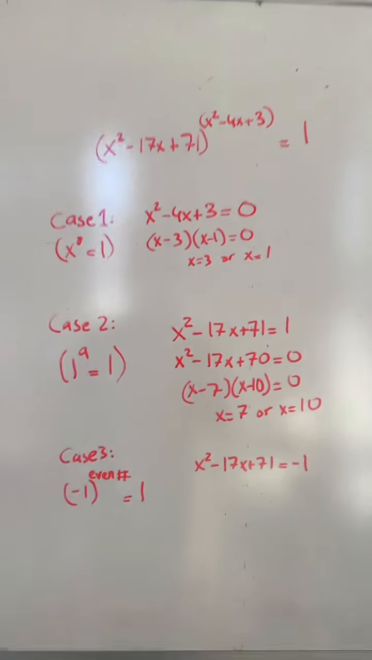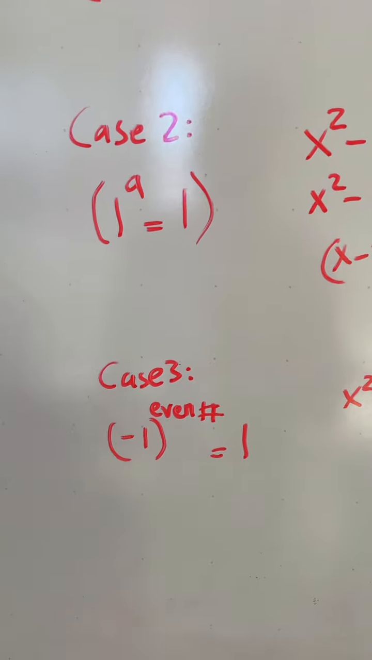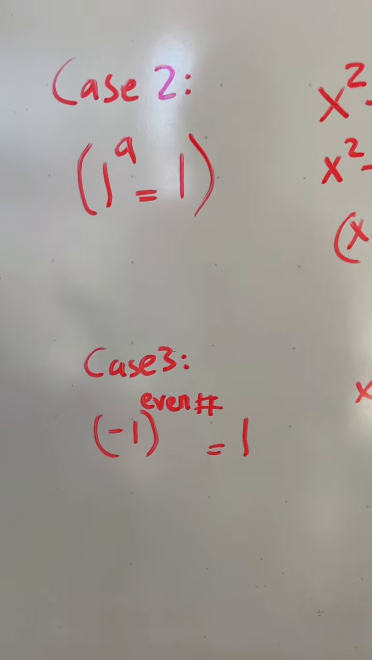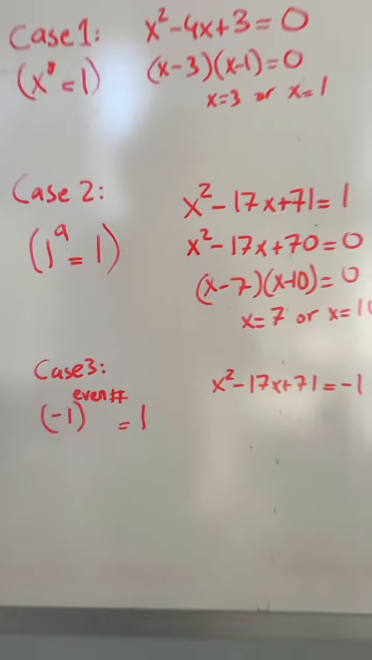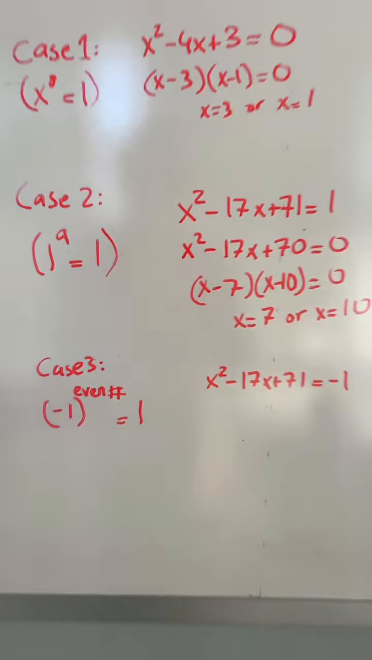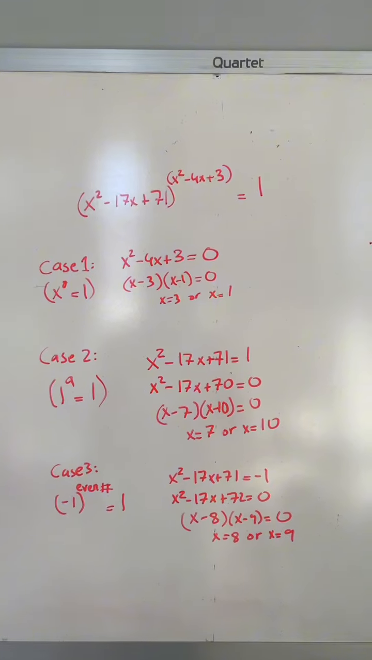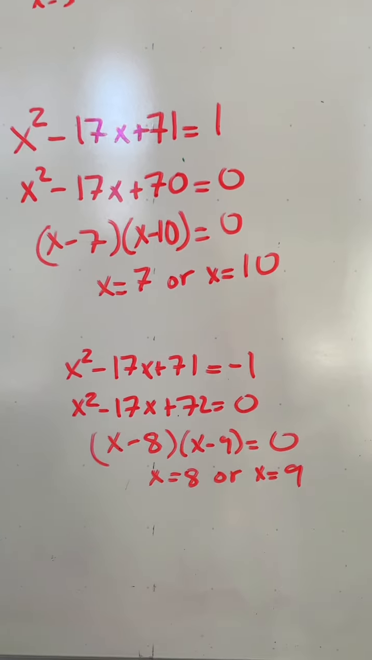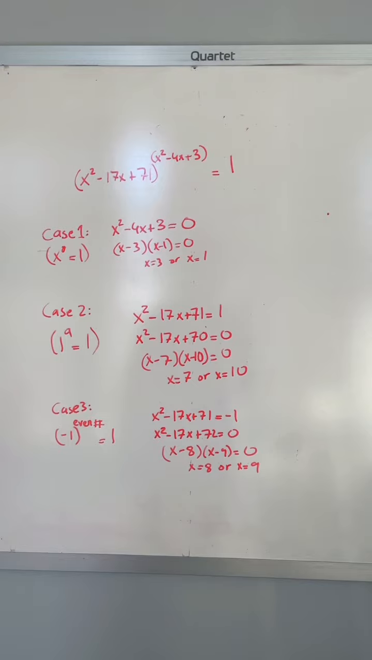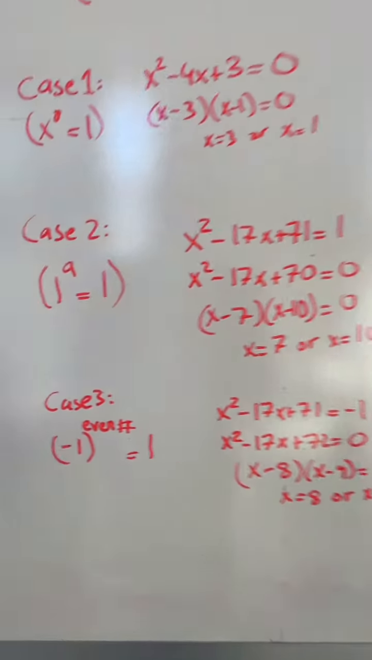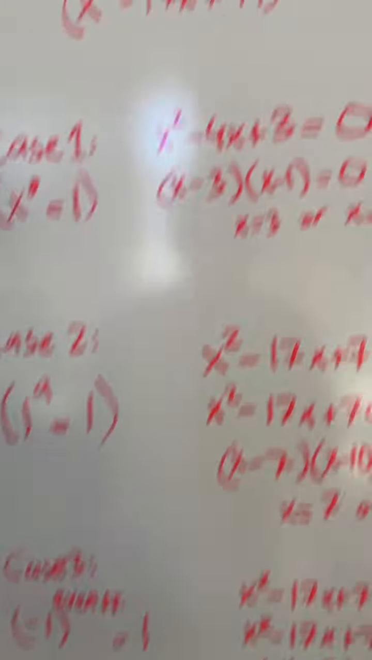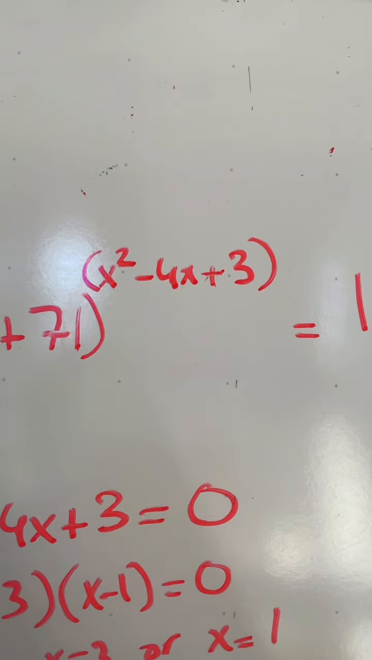Now let's move on to case 3, which is the most interesting one. It says that -1 to the power of an even number is equal to 1. And so, since x squared minus 17x plus 71 is our base, we need to find values of x which make it -1. And using the same strategy, we get x is equal to 8 or x is equal to 9.